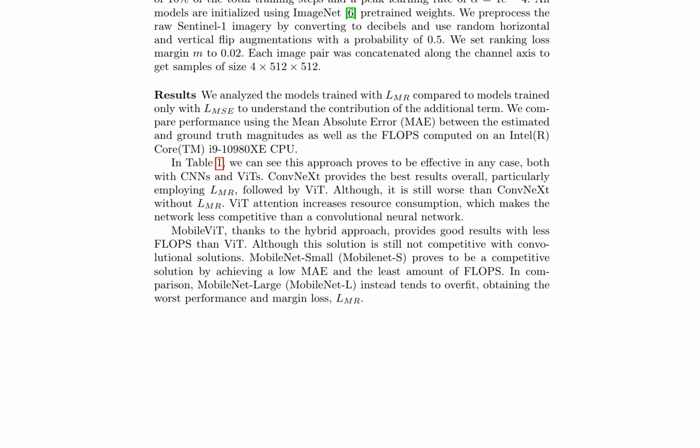The results show that the proposed approach is effective in improving the performance of all models, both convolutional neural networks, CNNs, and vision transformers, ViTs. The ConvNeXt model achieves the best results overall, particularly when trained with the margin ranking loss, followed by the ViT model. The MobileViT model, which combines convolutional and transformer-based architectures, provides good results with lower computational resources than the ViT model. The MobileNet small model achieves a competitive performance with the lowest computational resources, while the MobileNet large model tends to overfit and performs poorly.